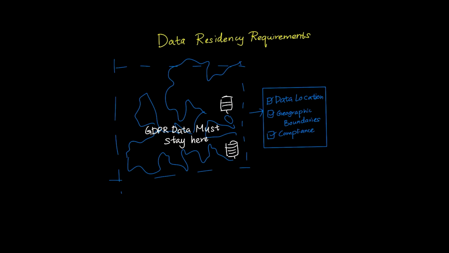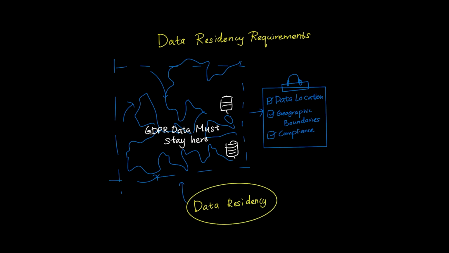Data classification categorizes sensitivity levels, encryption protects data confidentiality, and masking obscures sensitive fields, but none of these ensure data stays within required geographic boundaries. Only data residency controls directly address the fundamental requirement of keeping data within specific geographic limits for regulatory compliance.